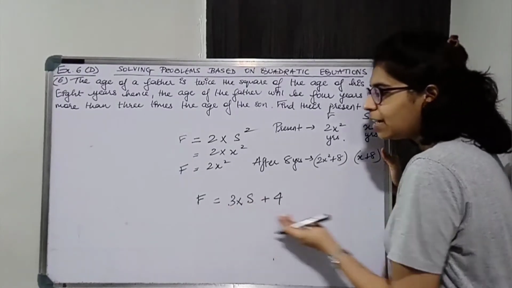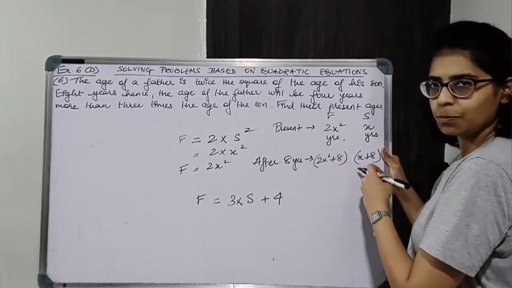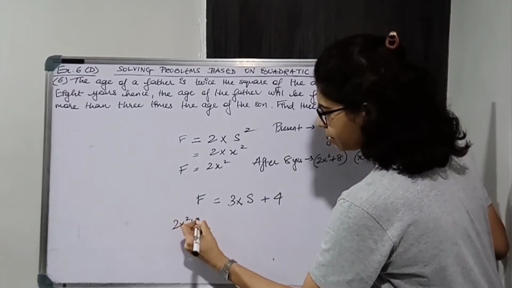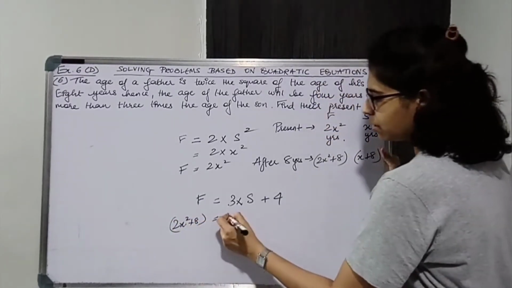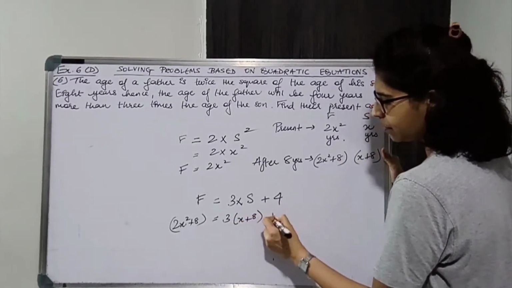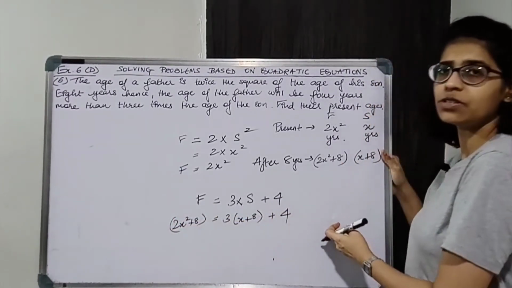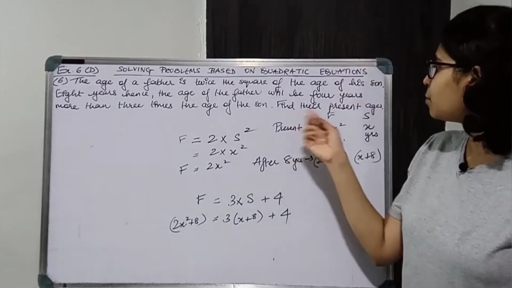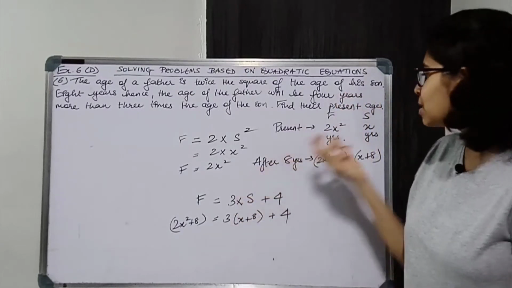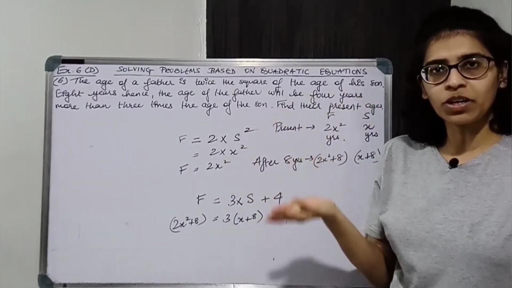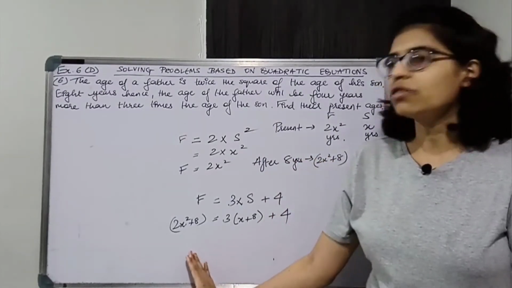So 8 years hence, ages? Father's age is 2x square plus 8. 3 into son's age is x plus 8 plus 4. Solve this and you will get the value of x. So we need to find their present ages. Once you get x, son's age you got. Father's age will be 2x square. Okay, so we just need to solve the quadratic equation.